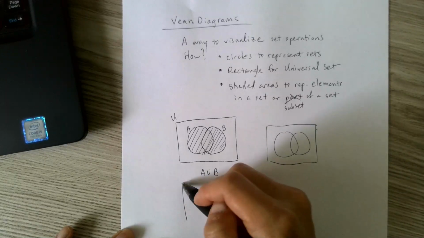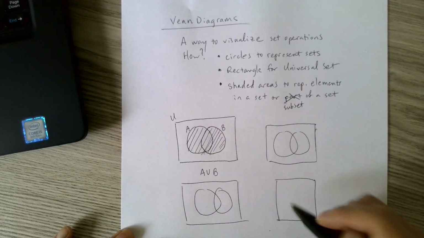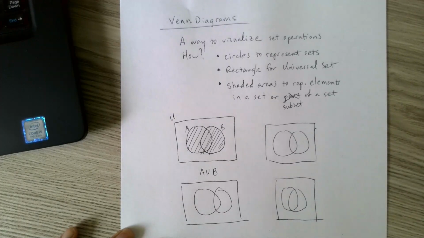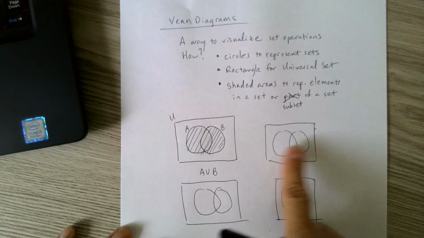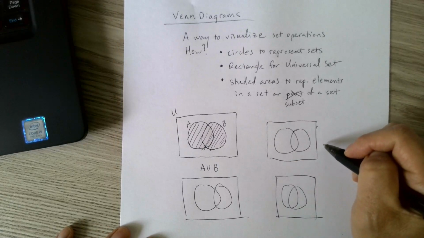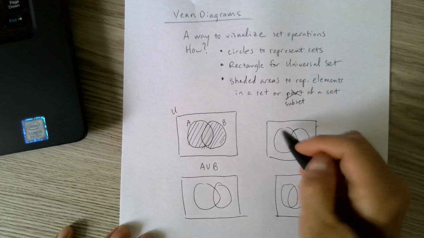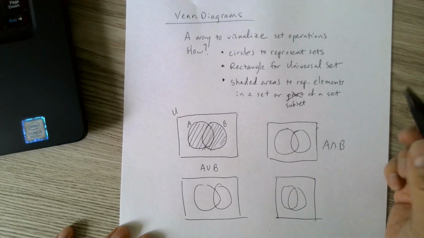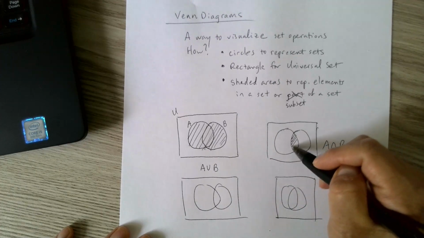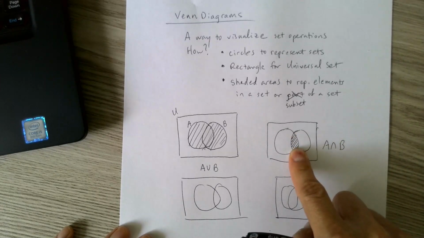I'm going to show you 4 of them right now, so I'll go ahead and draw all 4. So in every case, the rectangle is the universal set, the left set is A, and the right side is B. Okay, in the second one, I want to show A intersection B. So in that case, I would shade only this part. These are the elements that A and B have in common.